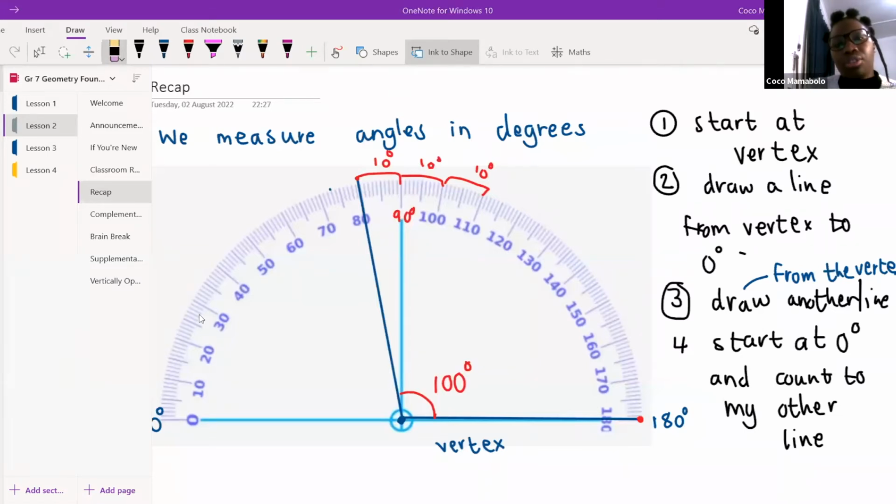If I can't look at the calculation like this, I can use my formula. I can go 180 degrees, because that's where I started, minus 80 degrees, because that's where my second line is. And 180 degrees minus 80 degrees gives me 100 degrees.